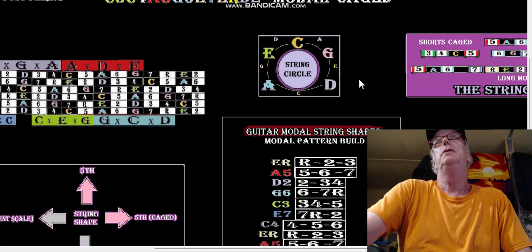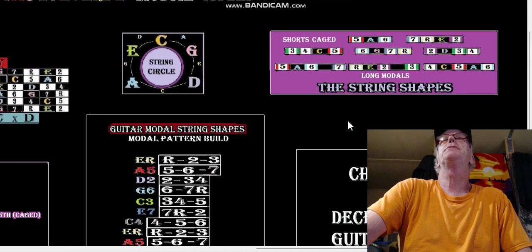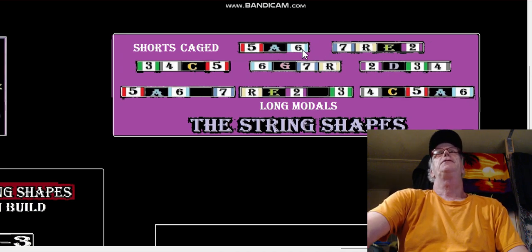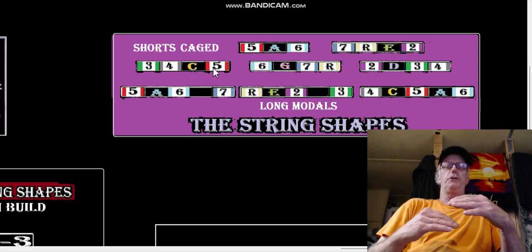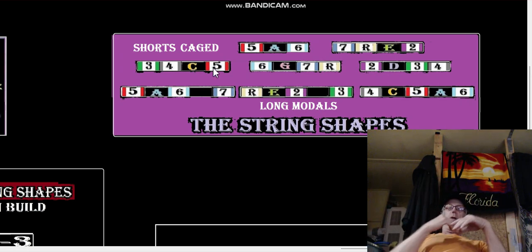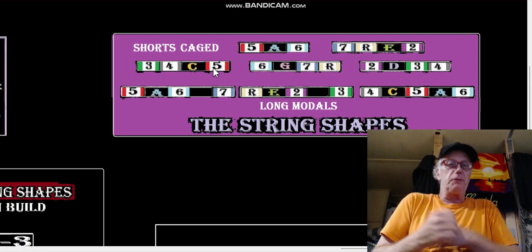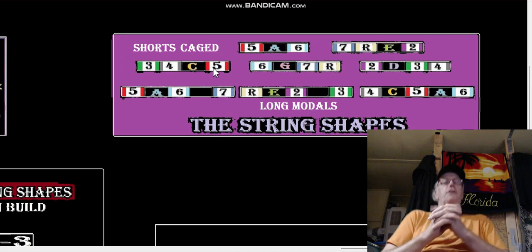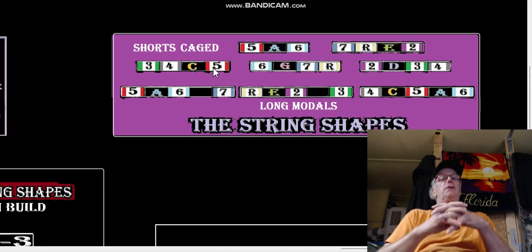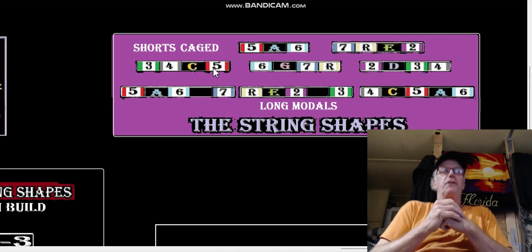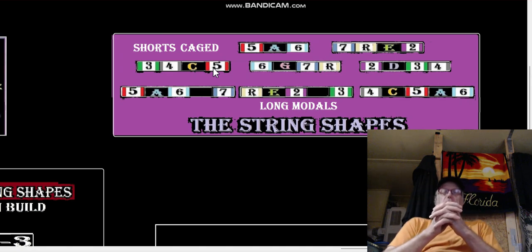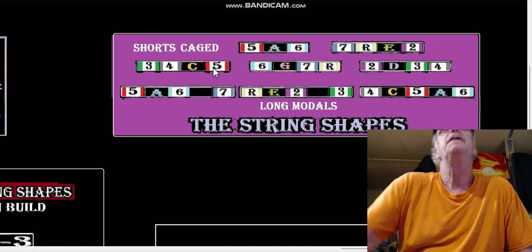Okay, so these are the string shapes. These are the shorts caged. A is 5, 6. E 7 root 2. So when you're going up the strings or down the strings, up you're going to go to the fifth of that letter, but remember the fifth of the E shape is the C shape, and the fourth, when you're going down, you go to the fourth of the letter. Conversely, the fourth of the C shape is the E shape, but otherwise the others are normal fourths and fifths.